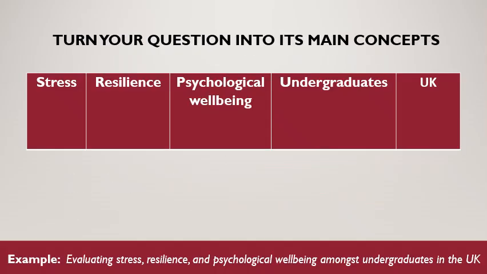Now turn your question into the main concepts. We are going to focus solely on the core concepts and discard the instructional words. You are left with the foundational ideas that must be present in the literature you find. For example, we have five key concepts. The comprehensive search will need to find the articles that relate to most, not all, of these concepts.